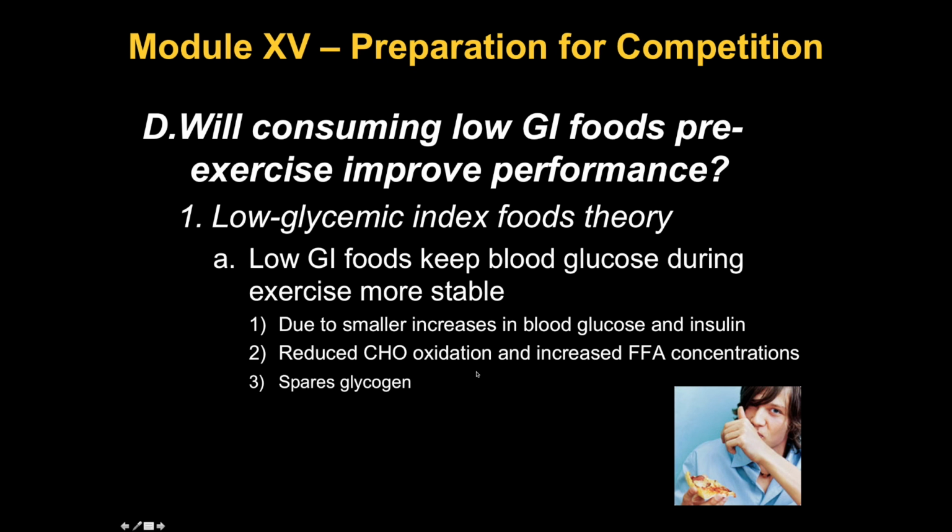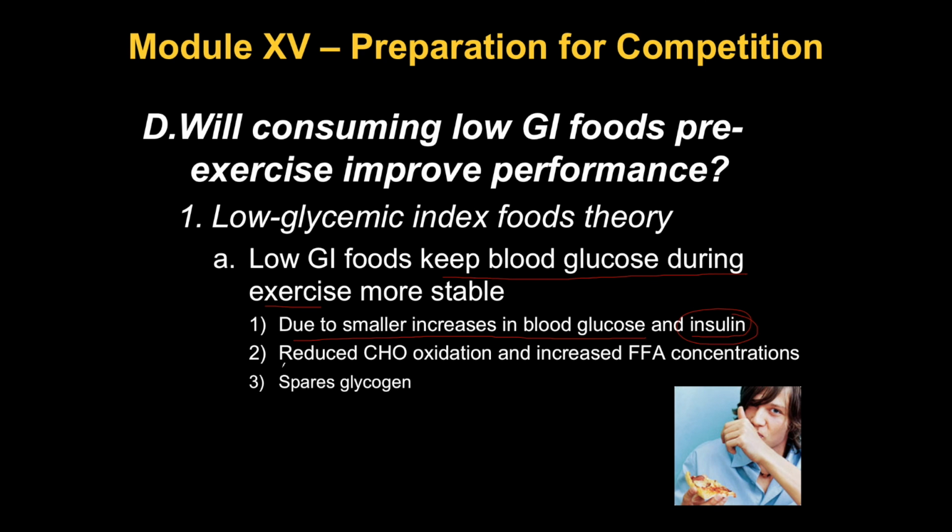Will consuming low glycemic index foods pre-exercise improve my exercise performance? So in other words, can I consume low glycemic index foods and improve my performance? This is what's known as the low glycemic index foods theory. So basically what we're trying to do is maintain blood glucose levels during exercise, keep them more stable. So if we can keep them constant and steady and not have sudden decreases in blood glucose, that's going to spell better performance for the athlete. So we keep those increases in blood glucose pretty even-keeled, as well as insulin.